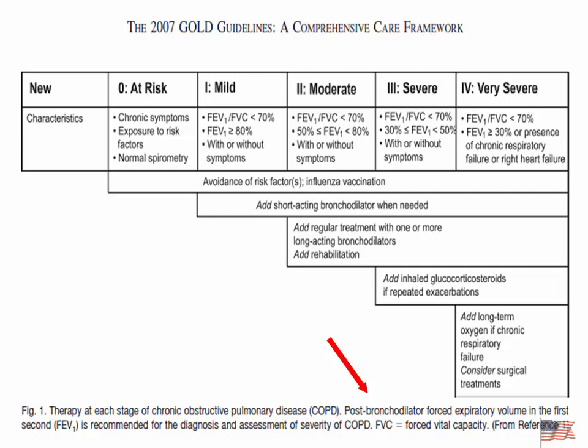So a mild, avoid the risk factors and take the influenza vaccine and add a short-acting bronchodilator when needed. If we get to moderate, I'm going to add a long-acting bronchodilator. Get to severe, I'm going to add glucocorticoids, inhaled steroids. And if you're very severe, we're going to add things like oxygen therapy and pulmonary rehab.